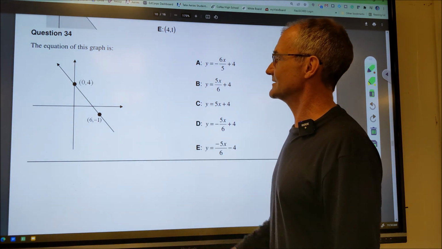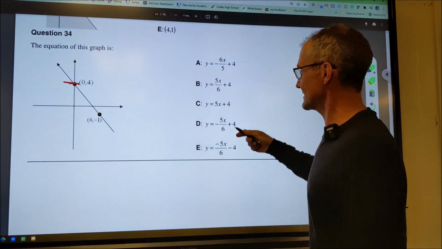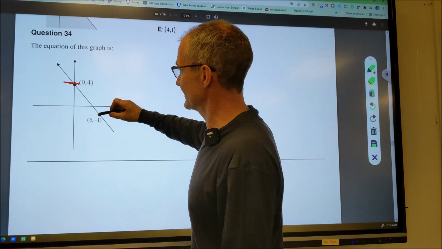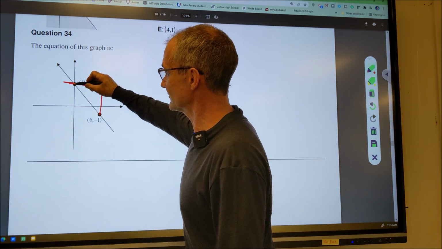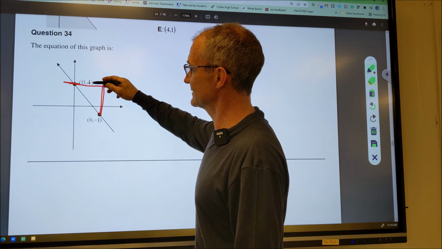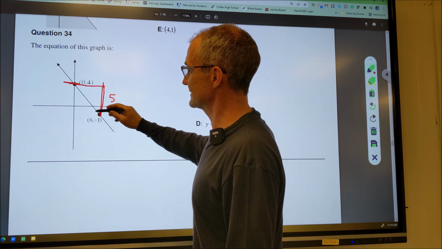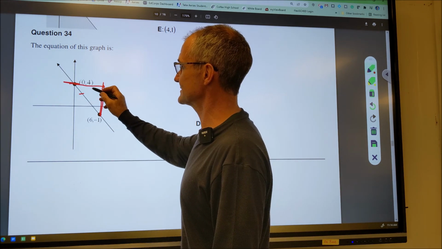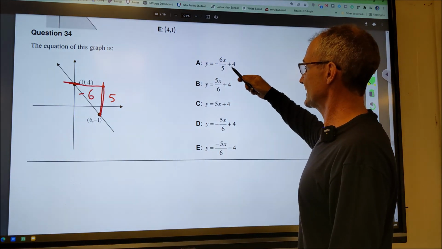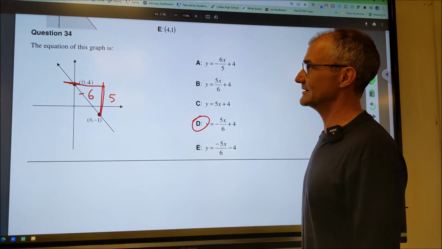Okay, number 34 here. We're trying to figure out the equation of the graph. Again, I see the y-intercept is 4. All of these have a y-intercept of 4, so it could be any of them. Then I next need to find the slope. The slope is rise over the run. So rise is my y-value, so it rises from negative 1 to 4. It rises 5. And then it runs 6 down to 0, but it's going that way, so it's negative 6. So the slope is rise over the run, negative 5 over 6, negative 5/6 x plus 4, and there's my solution right there.